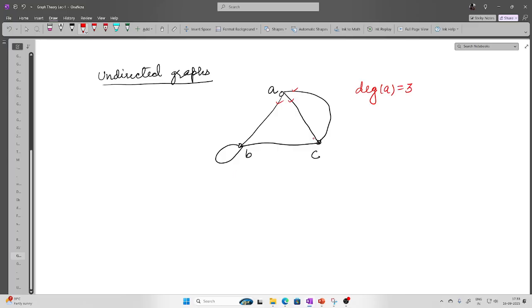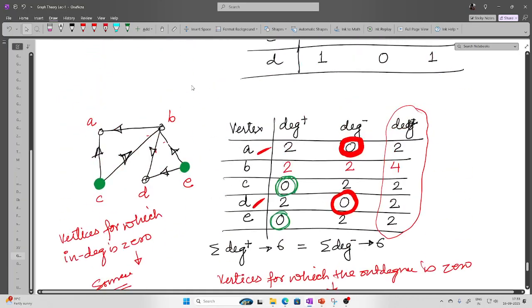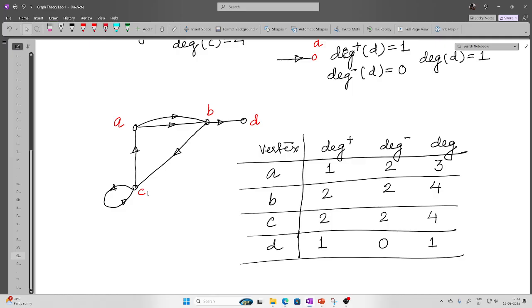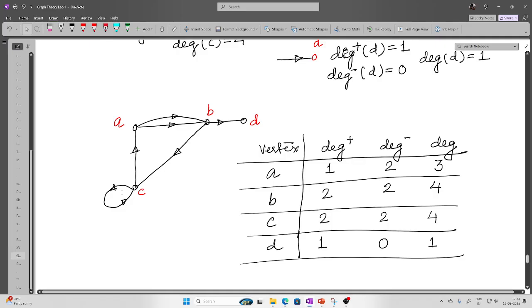Likewise, here it is 1, 2, 3 again. So the degree for vertex C will be 3. And here it is 1, 2. Now this is a loop. So whenever there is a loop, it has to be counted twice. Why? The concept will be cleared from the directed version of that particular graph. So if you look here, what is the out degree for this particular vertex? It was 1 and 2.